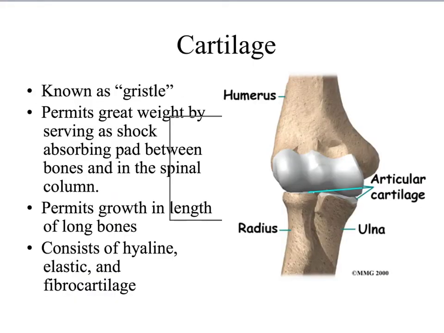Cartilage is also known as gristle. It permits great weight by acting as a shock absorber. It permits growth in long bones, and consists of hyaline, elastic, and fibrocartilage.